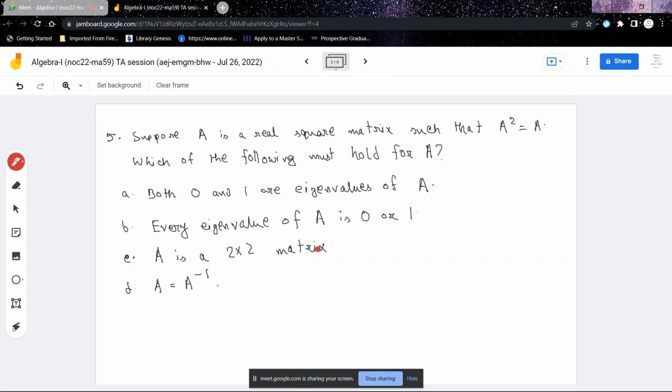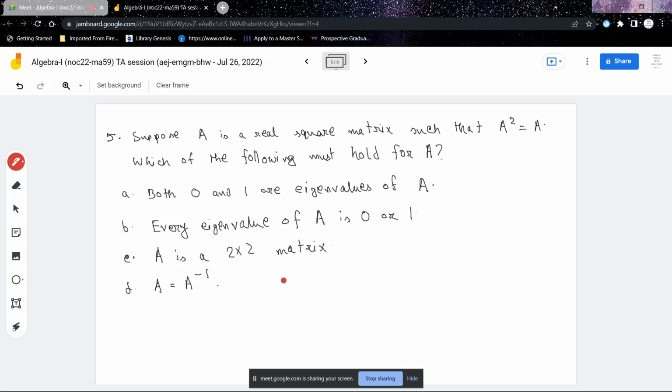Now this is something from linear algebra. Suppose that A is a real square matrix such that A squared is A. Which of the following must hold for A? First, both 0 and 1 are eigenvalues of A. Second, every eigenvalue of A is 0 or 1. Third, A is a 2 cross 2 matrix, and finally, A is equal to its inverse.